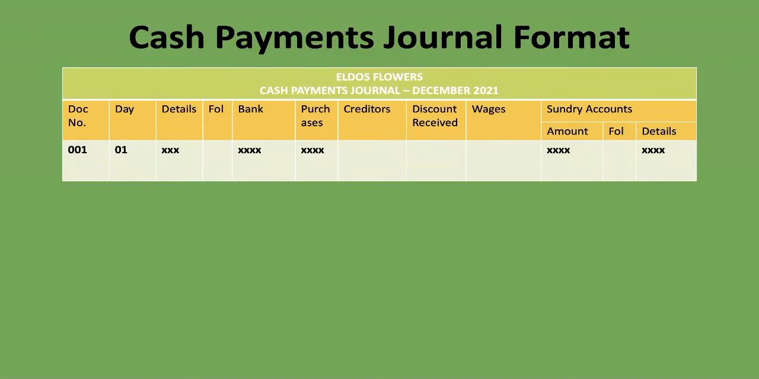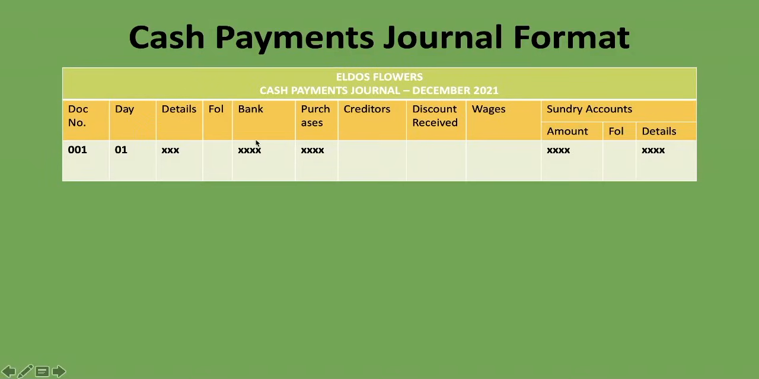And then you've got what is called folio, or FOL. This is a cross-reference code, and it is usually a number or a combination of numbers and letters, and it is mainly for connecting two different records. So this is showing you where else it is found in another record, or where it's taken to, or where it's coming from. So we're not going to worry much about this one in completing the cash payments journal.